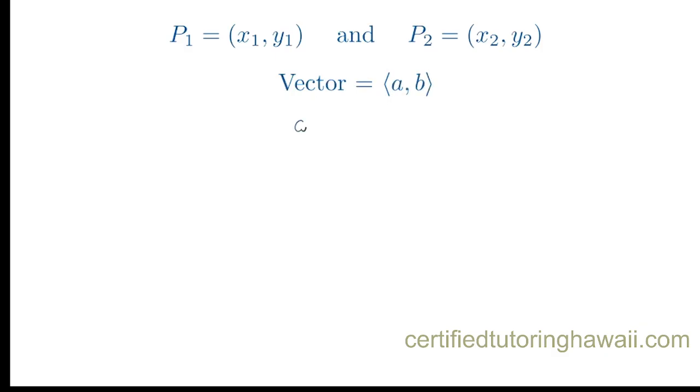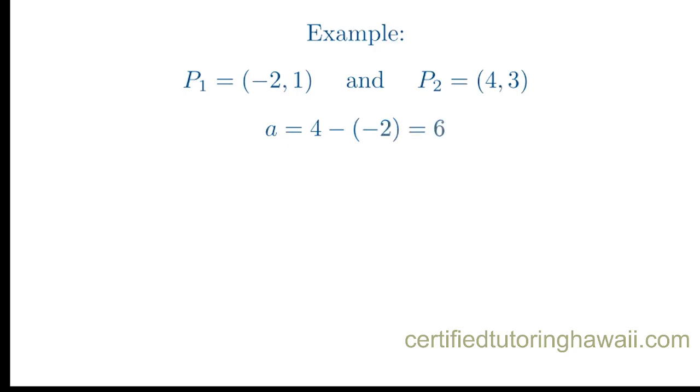The horizontal component, a, is the change in x, which is the final x minus the initial x. That's x2 minus x1. The vertical component, b, is the change in y, which is y2 minus y1. So, the components tell us how to move from the tail to the head, a units horizontally and b units vertically. Let's work through an example.